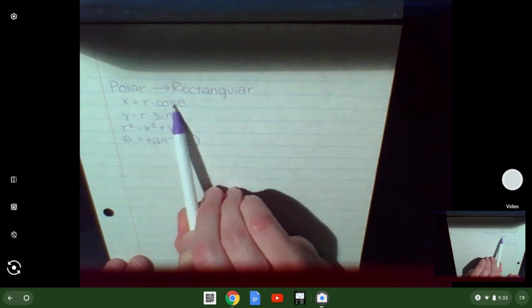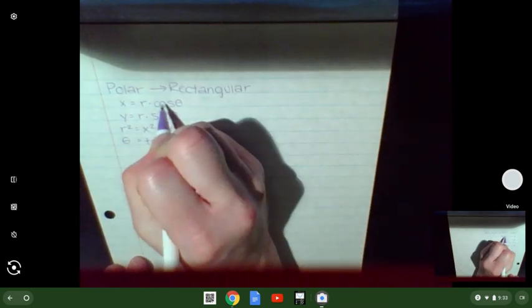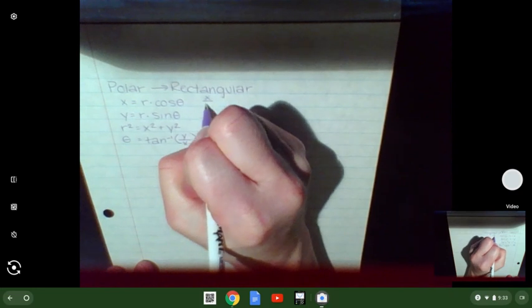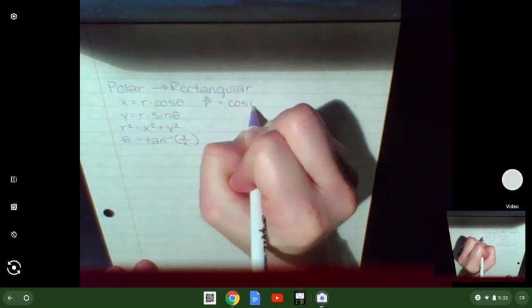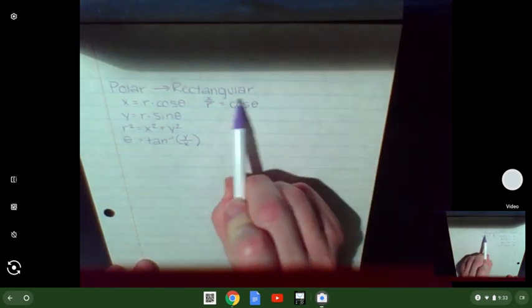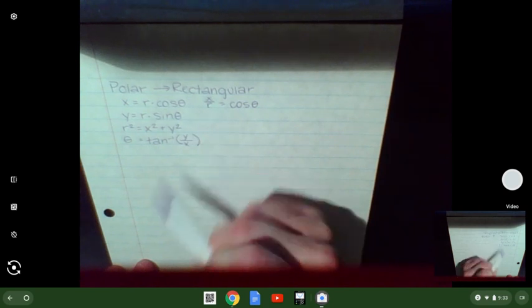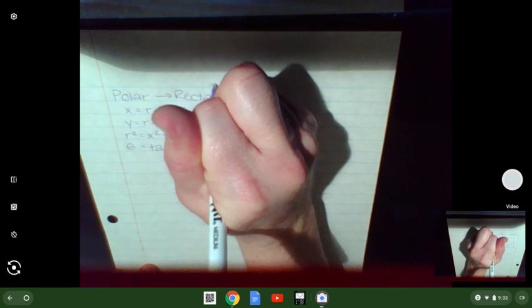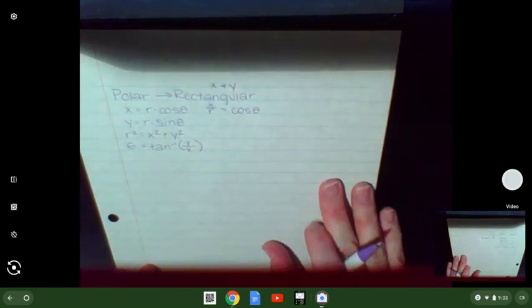If we see r cosine theta, then we can substitute x. But this equation, if I divide both sides by r, gives us x divided by r is equal to cosine theta. Sometimes we may not see r as a coefficient of cosine, so we may just see cosine, and making this substitution, yes, it includes an r and we don't want an r. If we're ending as rectangular, we want to end with x's and y's, not r's and thetas.